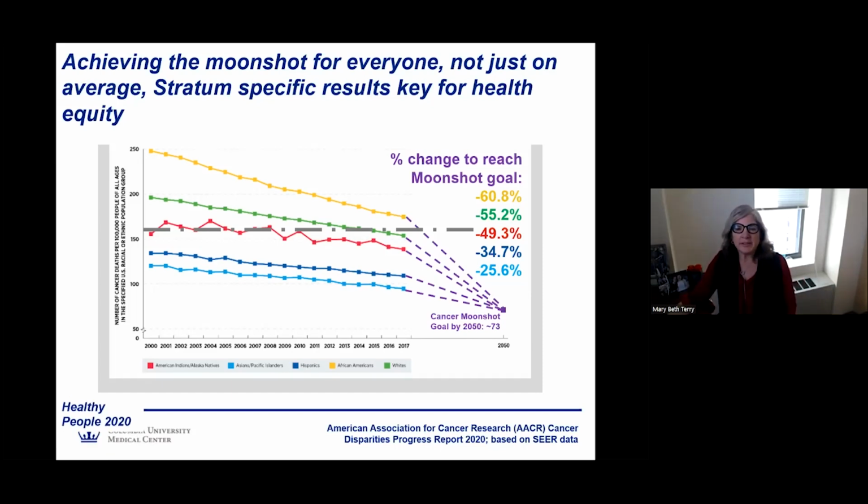For example, with the CDC Healthy People 2020 cancer mortality goals, the metric was to reach 160 cancer deaths per 100,000, represented by the gray bar, by 2020. This goal was met, I know both from the data and from Twitter, but it was met only on average. As you can see, it wasn't met for African Americans. Can we ever say that a goal is met if it's not met for everyone? To achieve health equity, we need to ensure the goal is met for each and every strata. We need to move beyond the average.